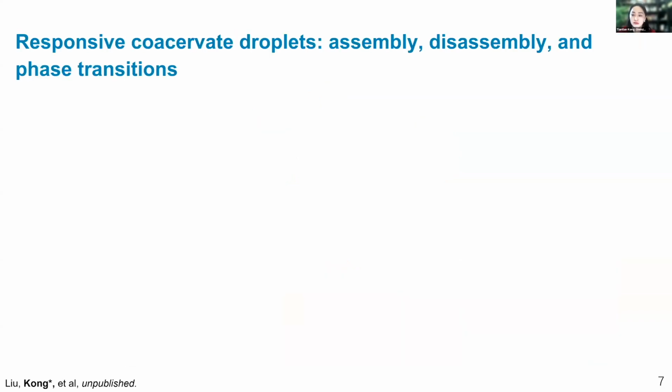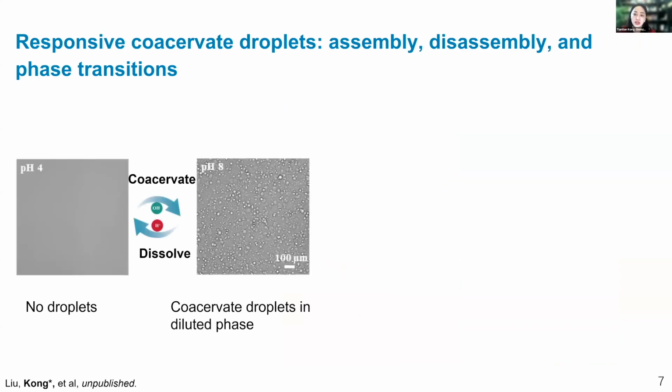Another distinctive feature of these coacervate droplets is their ability to assemble in response to various chemical cues. For example, here we show that at low pH, there are no droplets, but at higher pH, a dense droplet phase suddenly forms. And if you reverse the pH shift, you effectively turn off the droplets again.